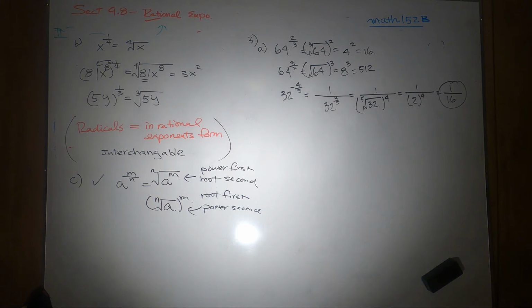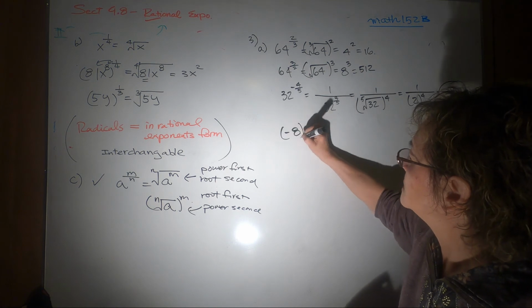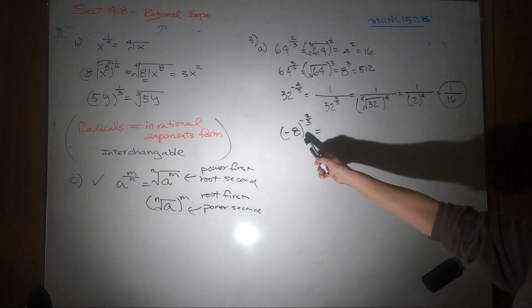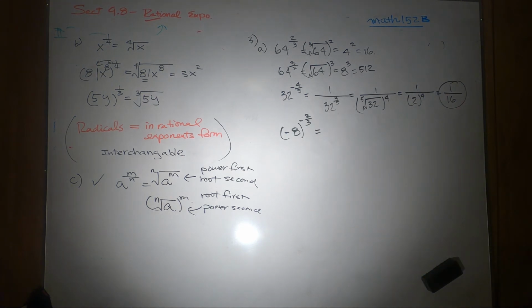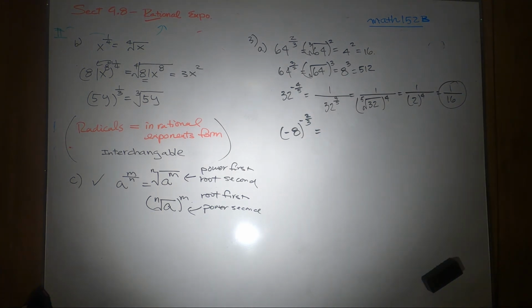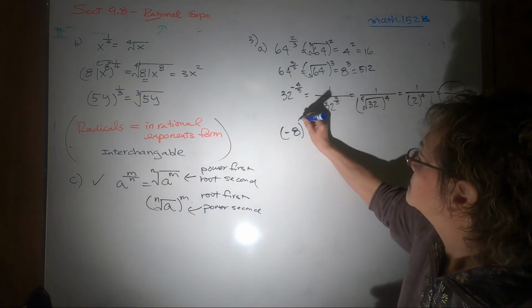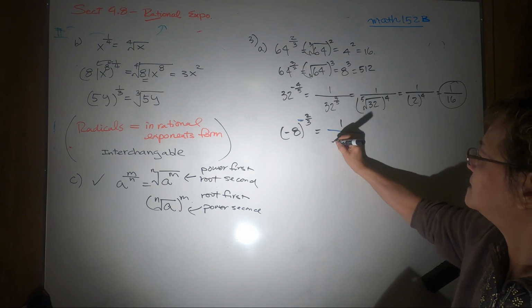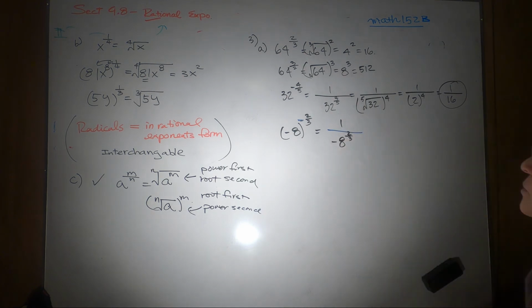Okay. If you have negative 8 to the negative 2/3, okay, this negative 8 is the base. It's a real negative 8. It's different from what? The negative on the exponent. Okay? So you need to interpret this first. This one means what? Reciprocal. Right? So you will have what? 1 over negative 8 to the 2/3 power. If you write it this way, is that correct?